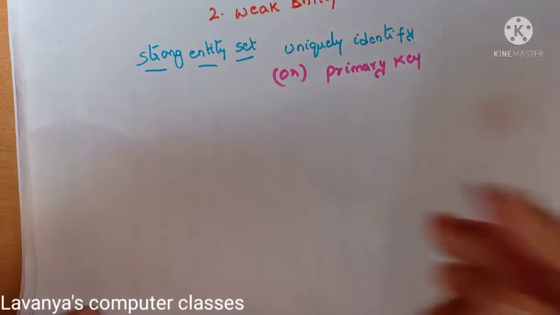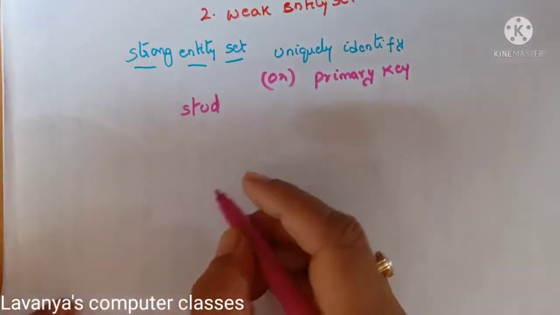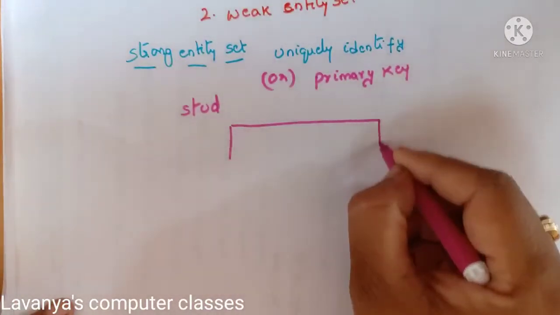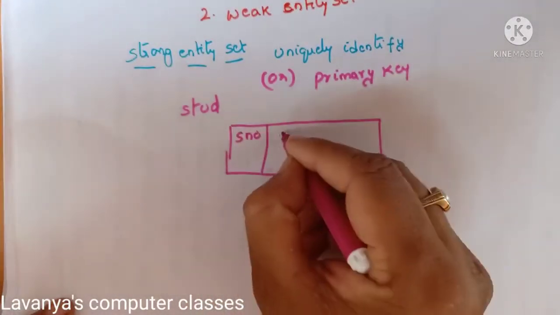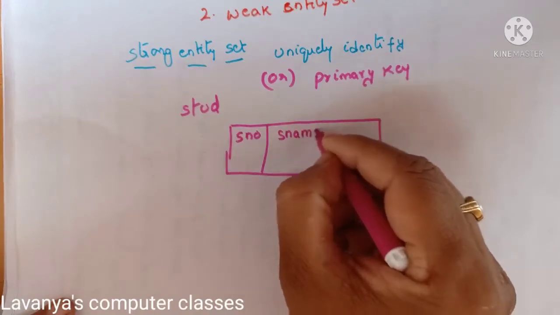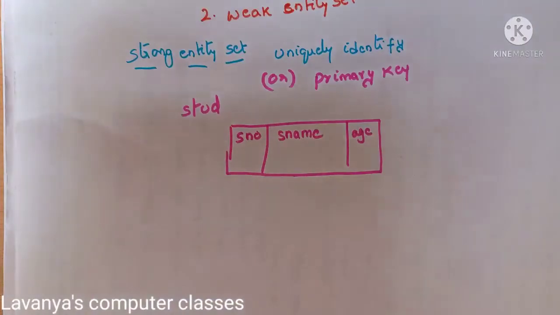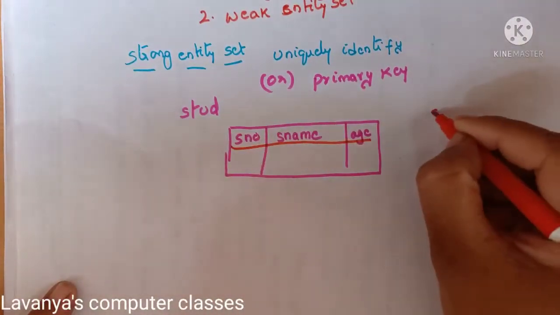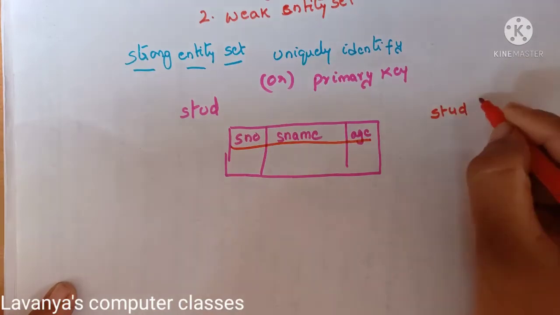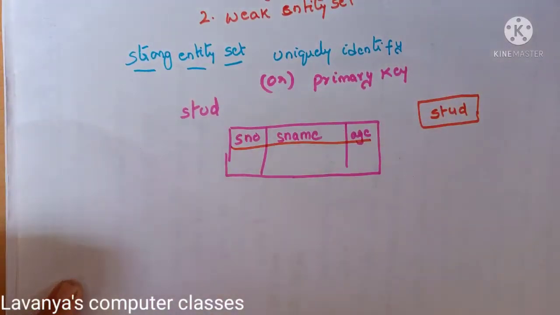For example, I will explain. This is the student table, the student entity set. Entity set means a collection of entities. For example, like this: serial number, student name, age. These are the fields, the attributes of an entity set. So how can we represent this? Student is the entity set name, and we represent it like this as an entity set.